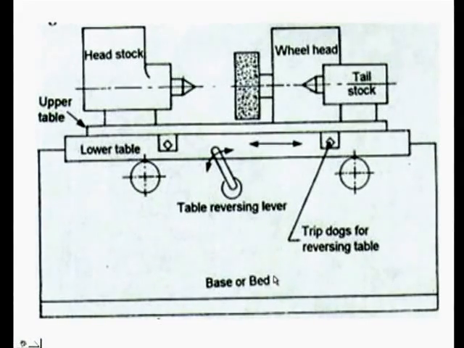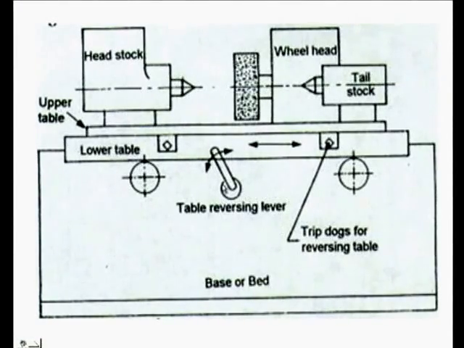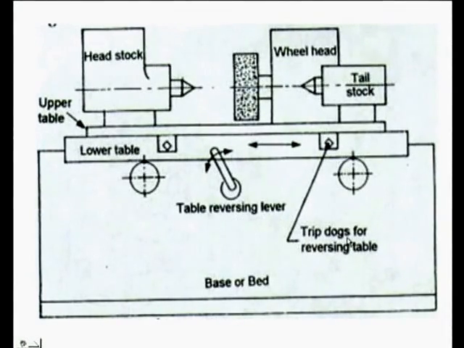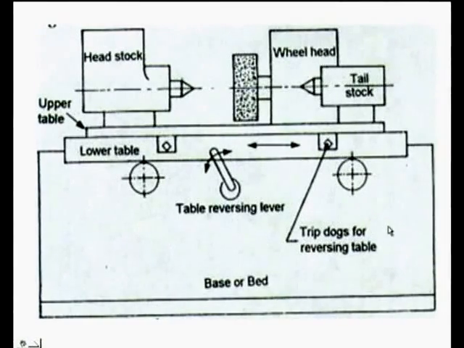Base or bed. So, this is the base which is the support for this entire system. It is a huge one, and inside this, there can be mechanisms for the table, the reversing levers, etc. In addition to that, if any liquid coolants are used, they can be stored here, along with the pumps, etc. All the mechanisms will be here.